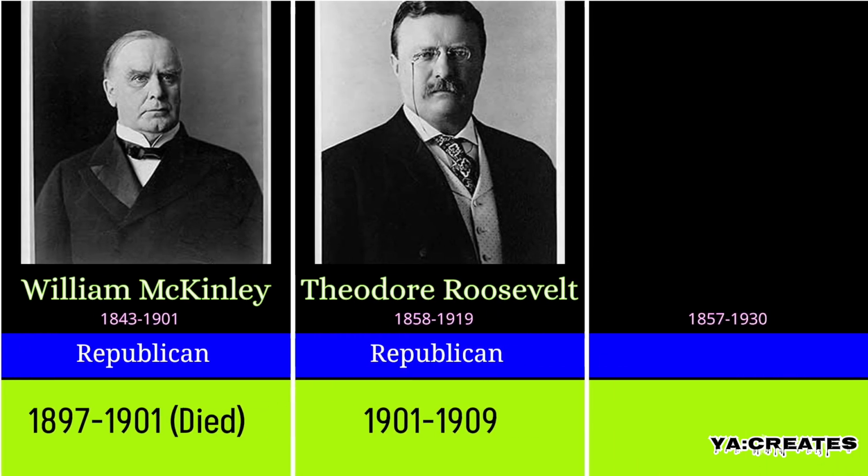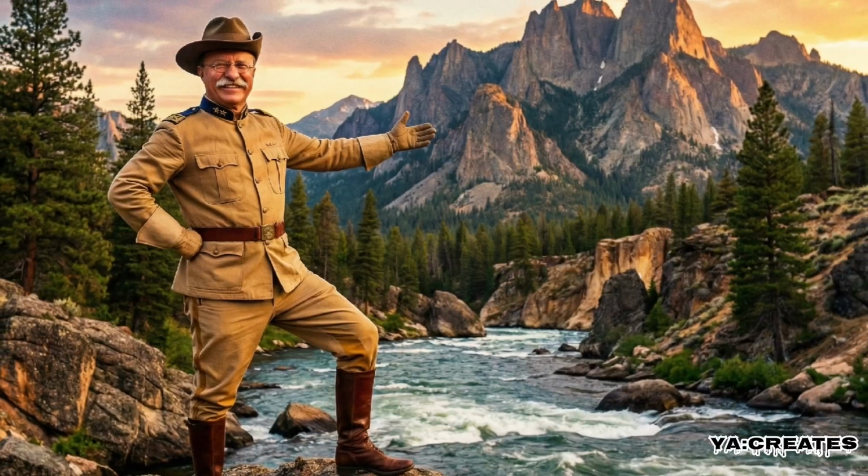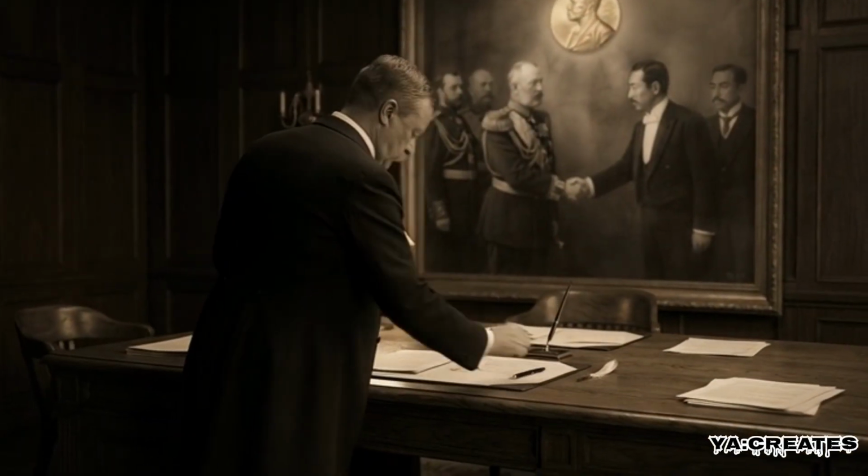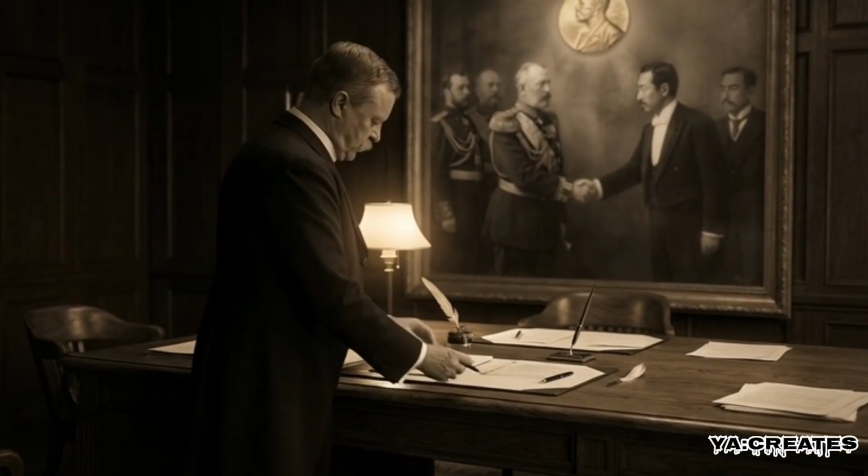Theodore Roosevelt, 1901 to 1909. Theodore Roosevelt became the youngest president at 42, championed national parks, busted trusts, and won the Nobel Peace Prize for mediating the Russo-Japanese War.